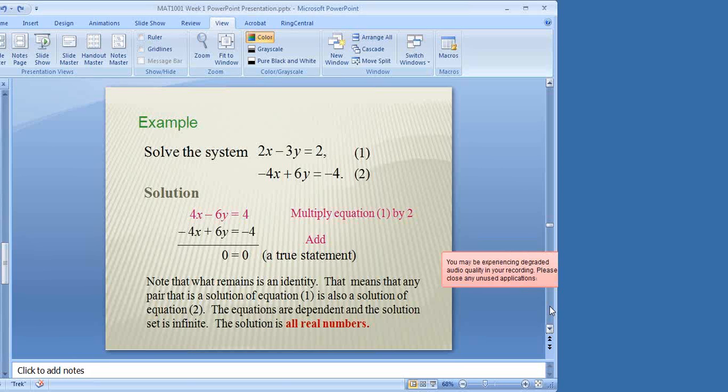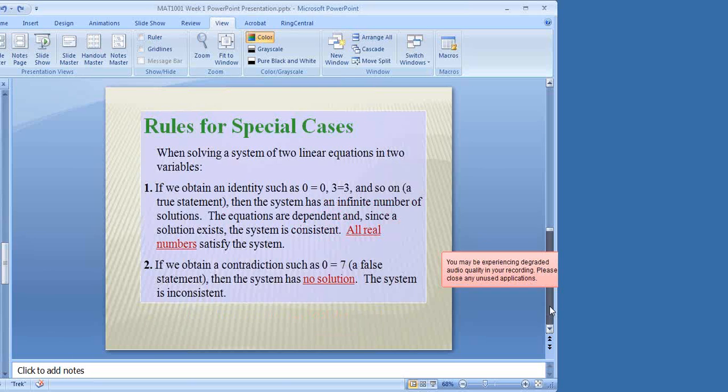So what happens when 0 equals 0? When you get 0 equals 0, or anything like 4 equals 4 or some true statement, that means that there are an infinite number of solutions, and if you were to graph it, the lines would overlap. And if you were to work that out and get a false statement like 0 equals 4 or something like that, it would be that they are parallel and there is no solution.